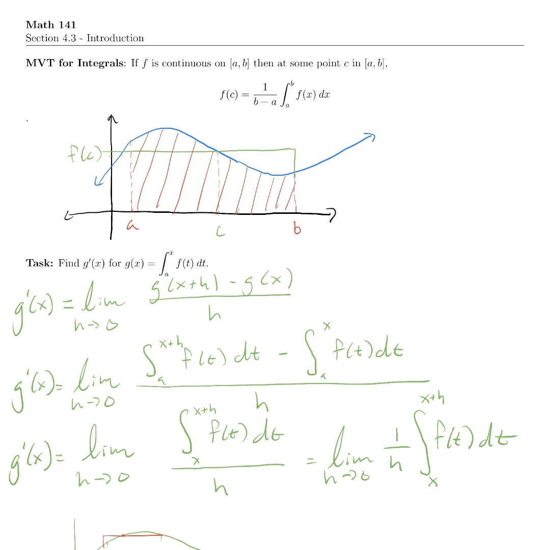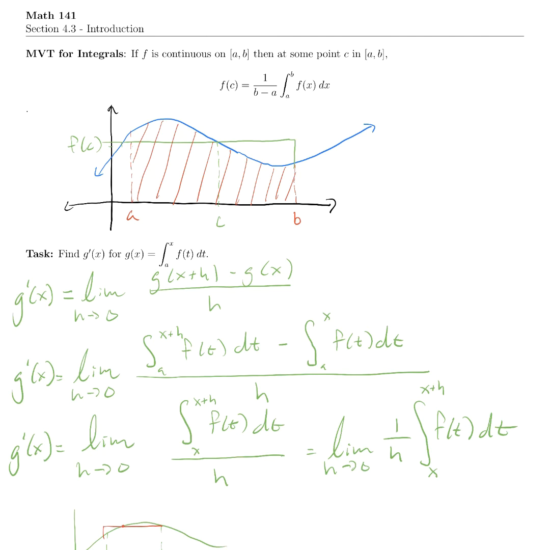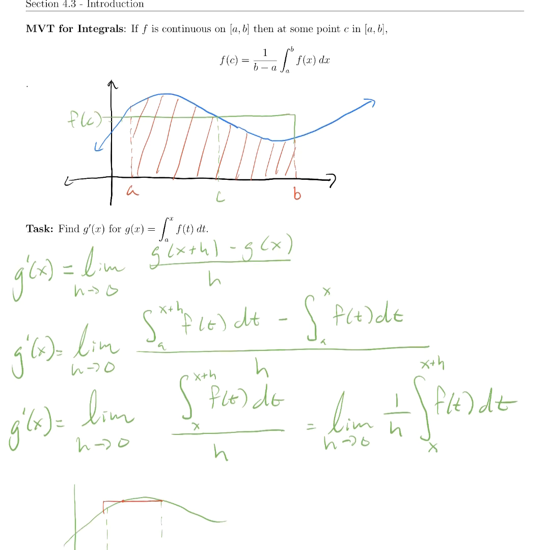So I'm going to first introduce a theorem we're going to need in our justification of the fundamental theorem without proving it. It's called the mean value theorem for integrals. It says if f is continuous on some closed interval [a, b], then at some point c in [a, b], f of c is 1 over b minus a times the integral.